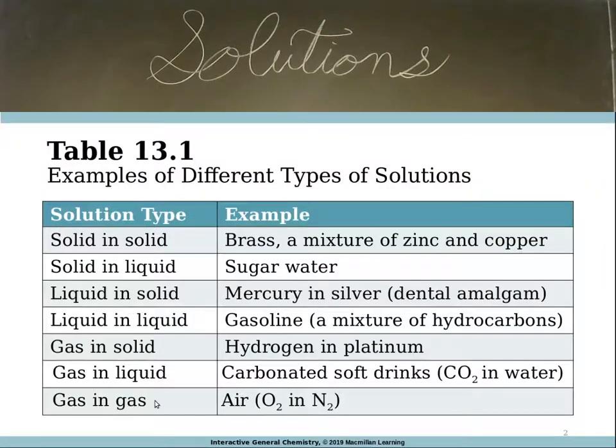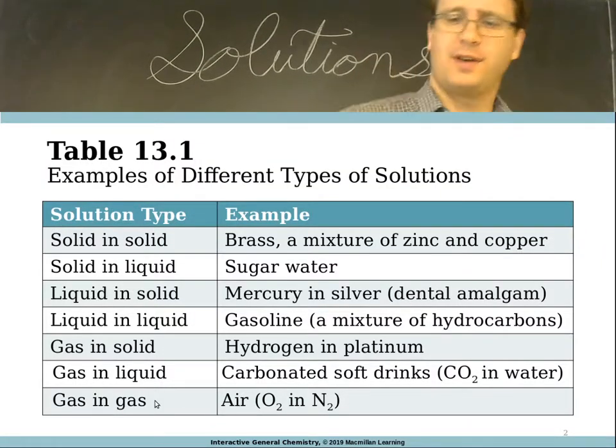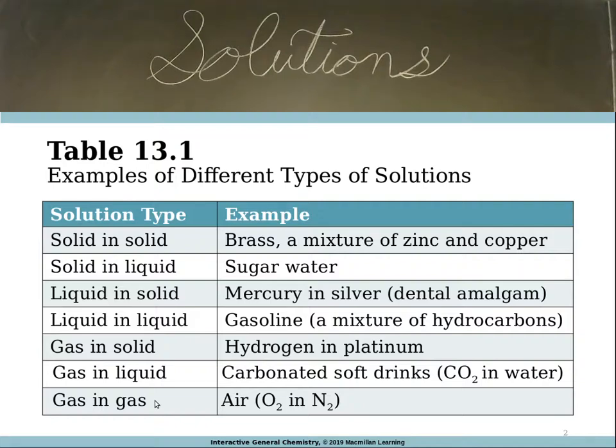So let's look at table 13.1, which gives examples of perhaps some surprising solutions. You can have a solution of solid in solid. Brass is a mixture of zinc and copper, and it is technically a solution because there are two different components mixed down to the atomic level, so they are a homogeneous mixture. Solid and liquid, that's sugar water, that's easy enough. Liquid in solid: mercury, which is a liquid at room temperature, can be mixed into silver, which is a solid at room temperature. And that's what dental amalgam is made of.